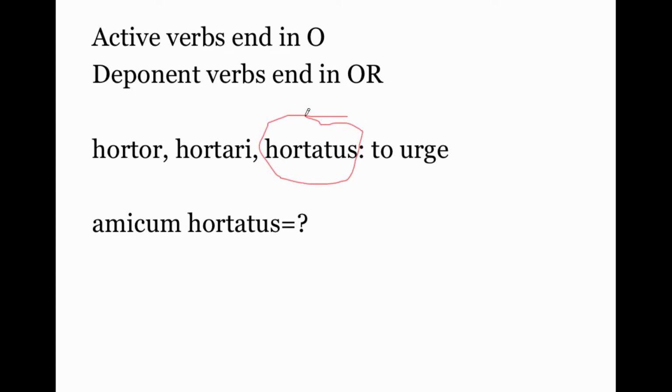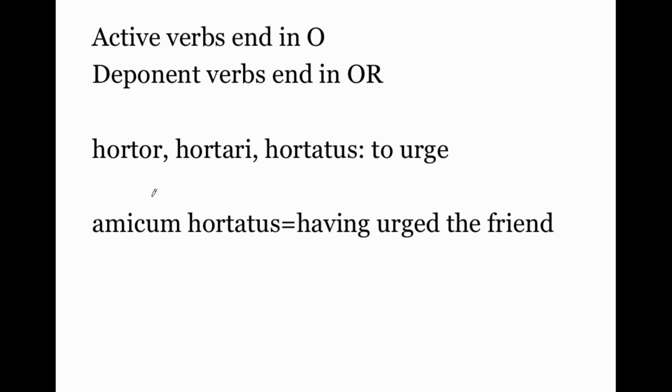Now the verb means to urge, okay? But remember, it's active. It's not having been urged, okay? It's having urged. And it can take a direct object. So, amicum hortatus, having urged the friend.